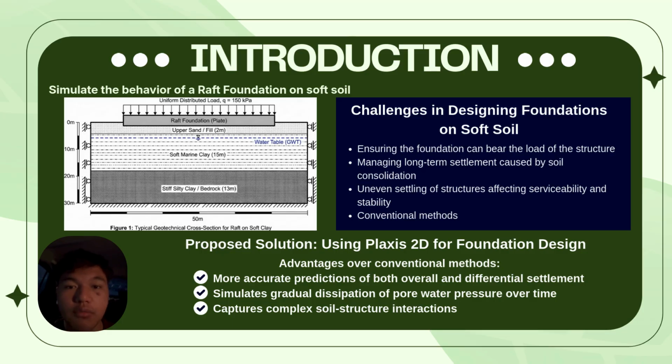So to deal with this problem, we use PLAXIS 2D, a computer program that helps us better understand soil behavior. The advantages are that it gives more accurate prediction of total and uneven settlement. It shows how pore water pressure changes over time, which improves the accuracy of results. It models the interaction between the soil and the structure more realistically. So using PLAXIS 2D helps the engineer design safer and more reliable rough foundations even when the soil conditions are poor.